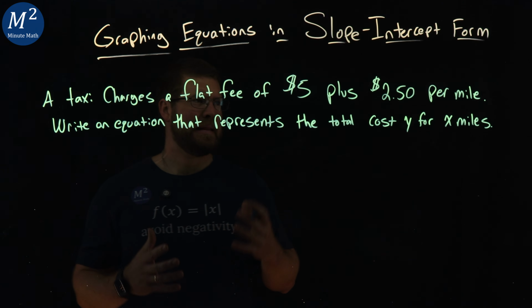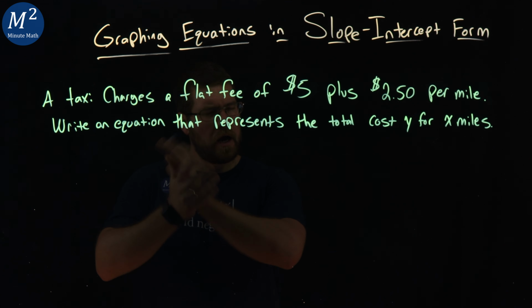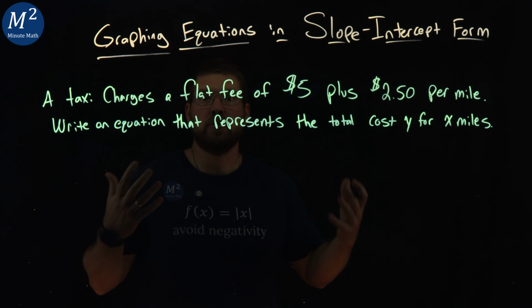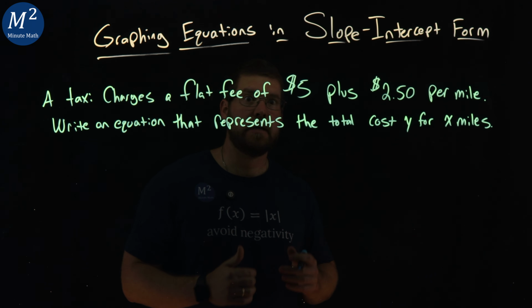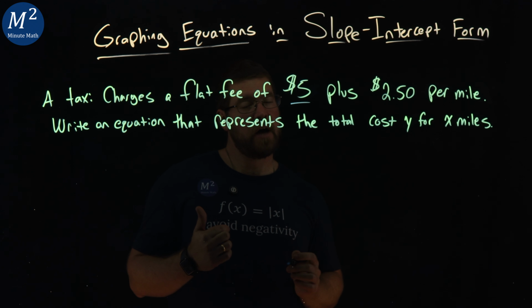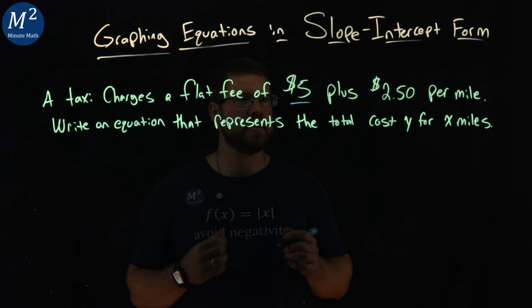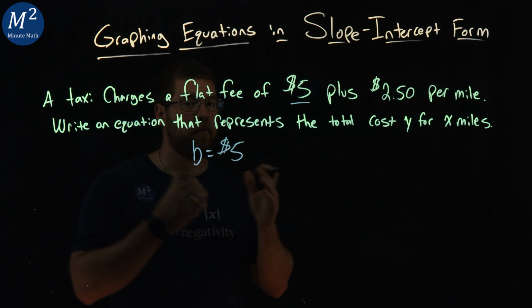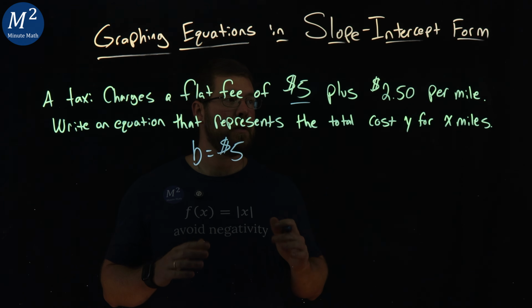When I look at a problem like this, I'm thinking about what is a flat constant cost and what is a changing cost depending on how much you're using. In this case, it's how much we're traveling per mile. So our flat cost, that $5, is going to be like our y-intercept. Our b value is that $5. It's a flat fixed cost. It's always going to be there.